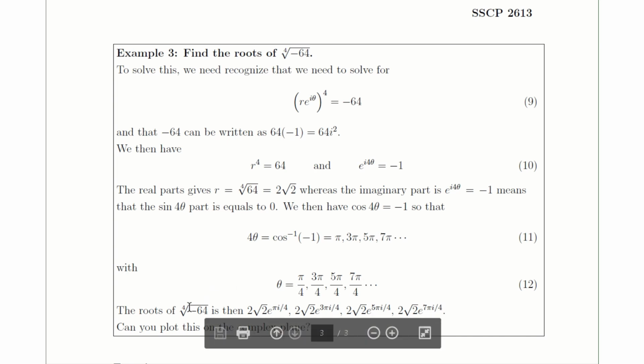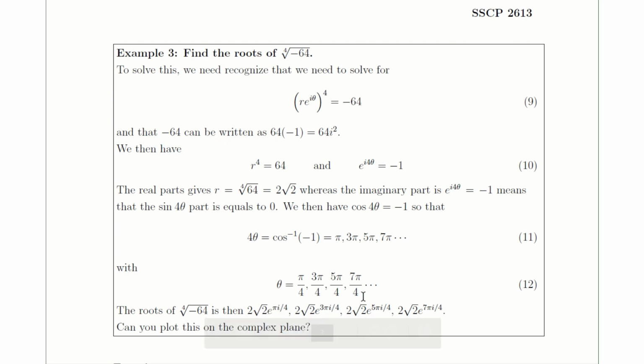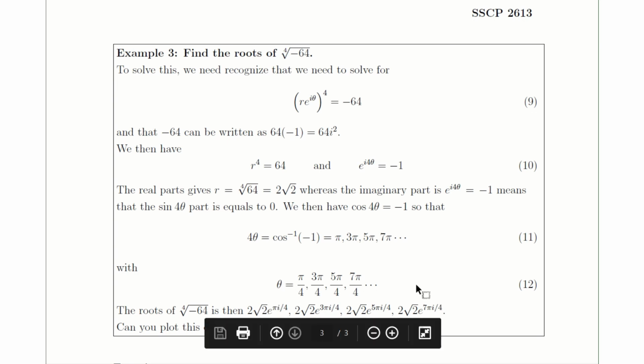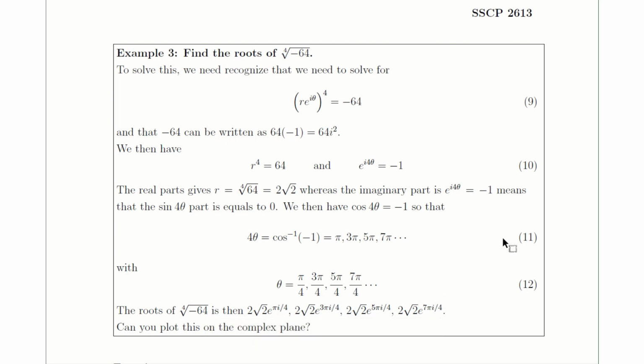And this means the fourth roots of -64 are simply this answer. You have the radius, 2 square root of 2, together with the angles given in this expression. Now, is it possible to plot this on a complex plane? I will leave this to you as an exercise, and you will see that they lie in the 4 different quadrants.